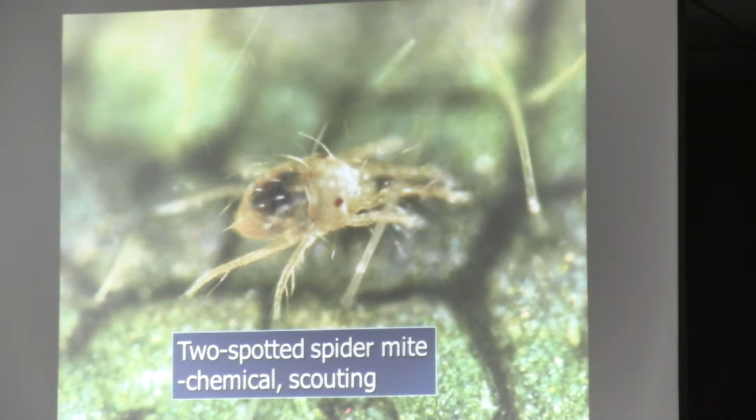Scouting is really big for spider mites. They can really get out of hand in a hurry. Again, whether you're conventional or organic, you've really got to stay on top of these. If you see webbing all over the top of your leaves, you are too late. You are too late.